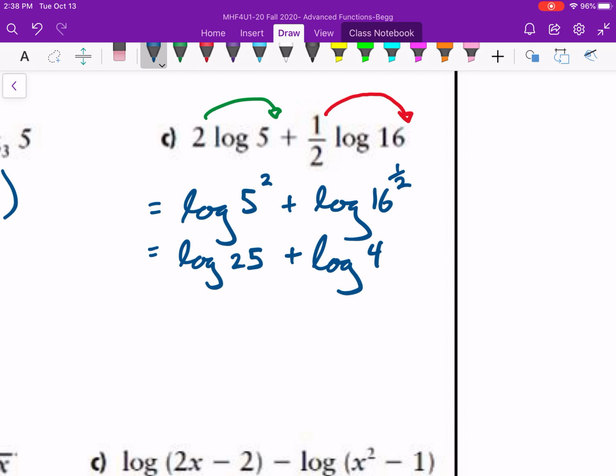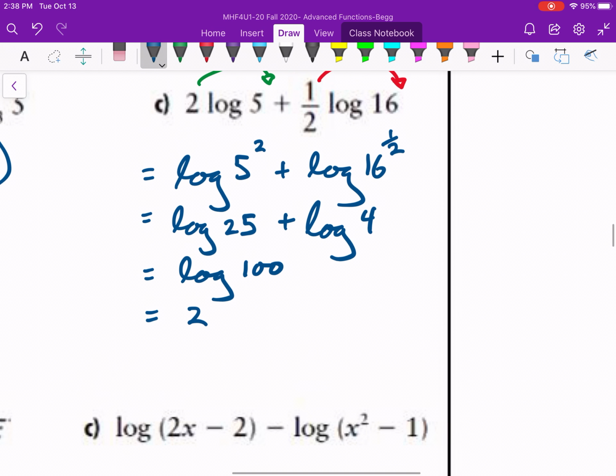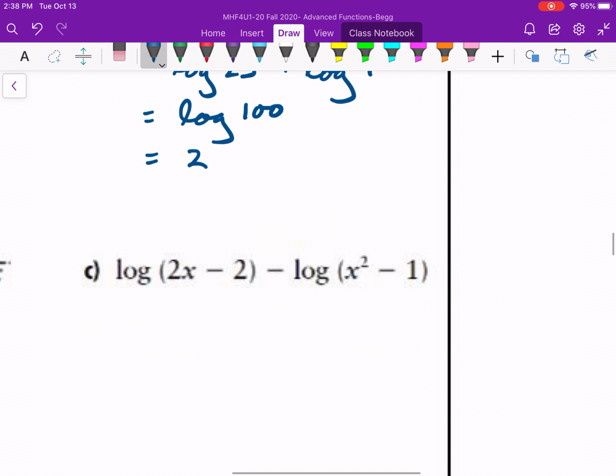So now we're in a position where we can then use our multiplication of logarithms law. And so 25 times 4 equals 100. And since this is a common log, it's got a base 10. So we ask, what exponent do we put on 10 to equal 100? The answer is 2. So no calculator is required to simplify that complicated looking logarithm, as long as we know our laws.